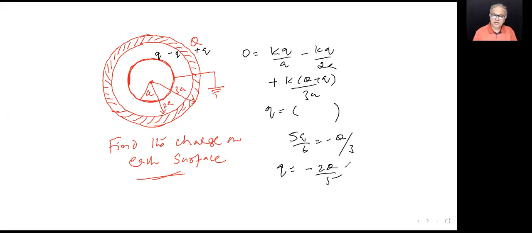So accordingly, you put all the charges. So that's one trick again to find the charges.